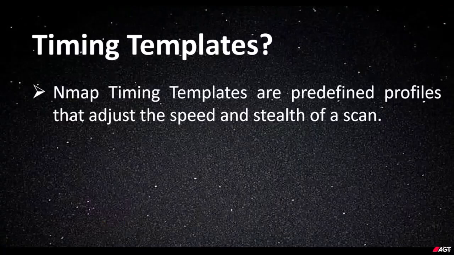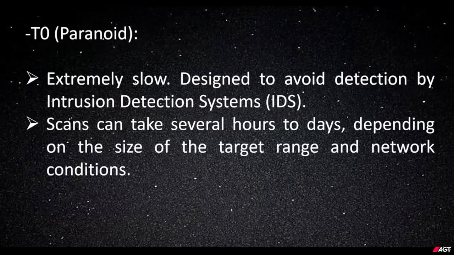What are timing templates? Nmap timing templates are predefined profiles that adjust the speed and stealth of a scan. We'll see various options in the timing templates. So first we have -T0, that's paranoid, and this is extremely slow. It is designed to avoid detection by intrusion detection systems, and the scan can take several hours to days depending on the size of the target range and network conditions.